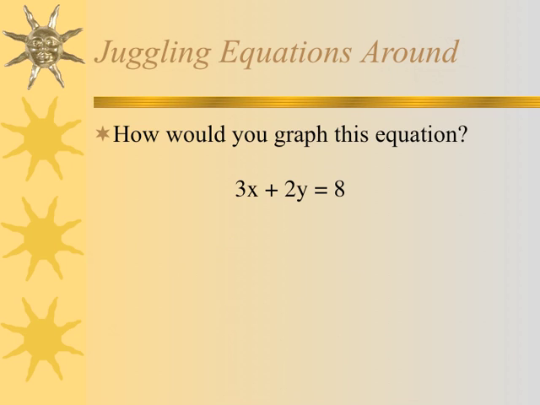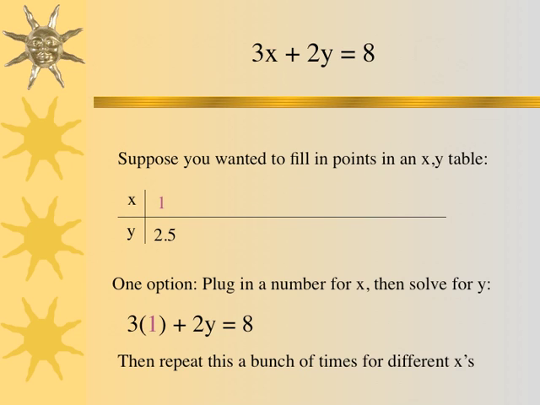All right, next. Suppose I asked you to graph this equation. We have 3x plus 2y equals 8. And you remember from last year that equations where you have an x and a y together are linear equations. And when you plot all of the solutions to those equations, you get a straight line. So one way you might do this is you might make an xy table, and you might plug in a certain number for x, and then solve the equation for y.